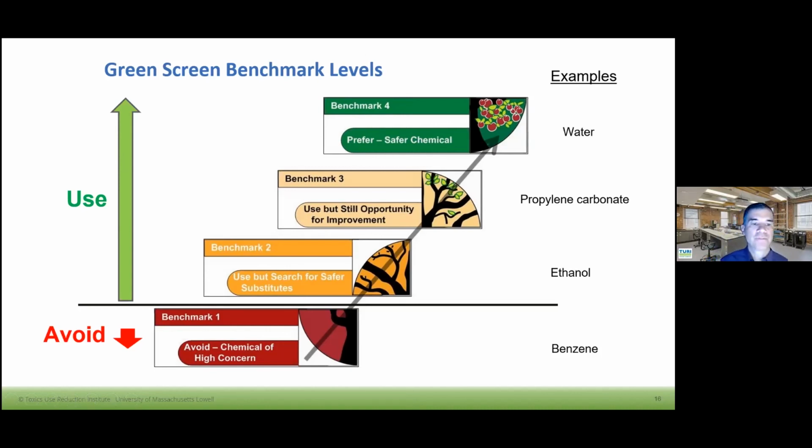So you want to move to increasing levels of safety. Benchmark 2 is safer, benchmark 3 is safer than a 2, and benchmark 4 is the safest. Benchmark 2 would be something like ethanol. Benchmark 3, an example, is propylene carbonate, which is safer than ethanol, and then all the way to benchmark 4, where you go to water. But the main thing is we want to just avoid the benchmark 1 chemicals.